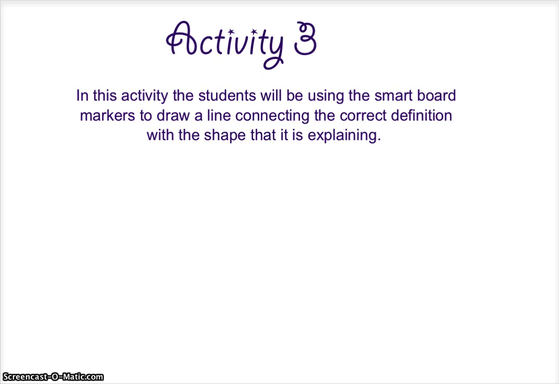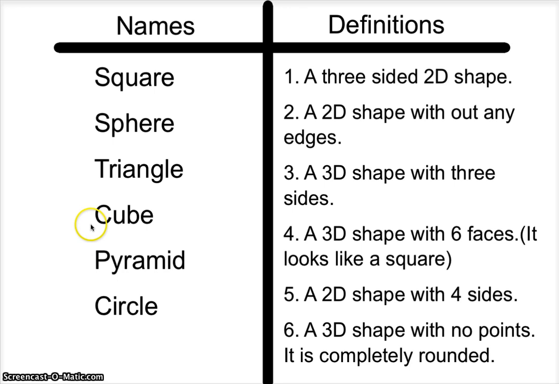For the third activity, the students will be using the smartboard markers, and what they're going to do is make a line from the name of the shape to the description of it. So a square would go to a 2D shape with 4 sides. So they would just take the marker and draw a line from square to the number 5, and so on.